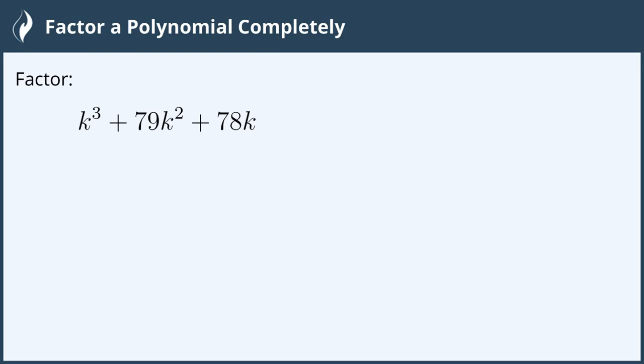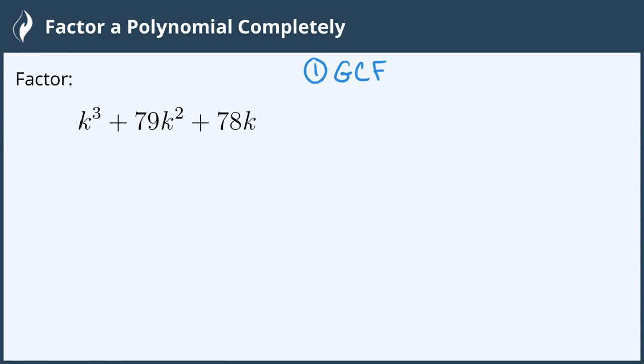Hi everyone! In this video we will factor a polynomial completely. The very first thing we want to look for in any polynomial that we want to factor is if there is a greatest common factor. When we do that, it gives us smaller numbers to have to factor, which is preferable. So we look for the greatest common factor.